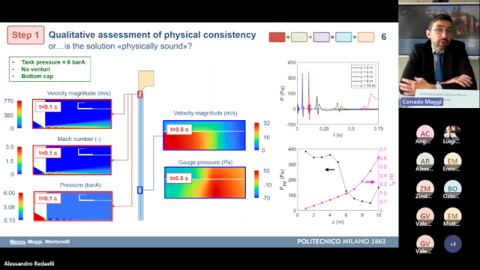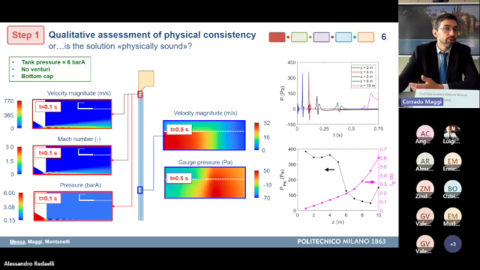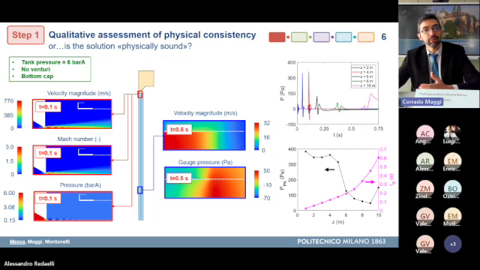And if you recall, the workflow that we proposed in this research project is divided in 5 steps. The first step is the qualitative assessment of the physical consistency of the solution. And this basically requires answering questions like, is the solution physically sound or in line with the theory, or in line with the fluid mechanics principles?